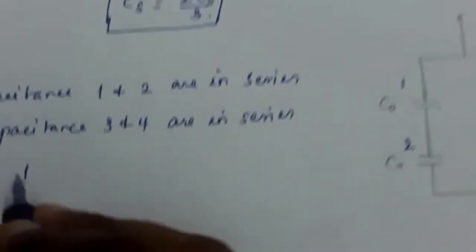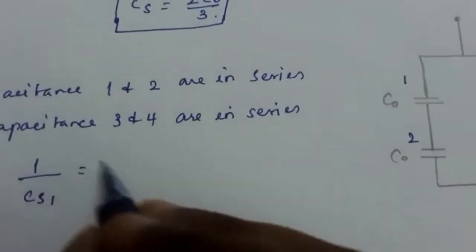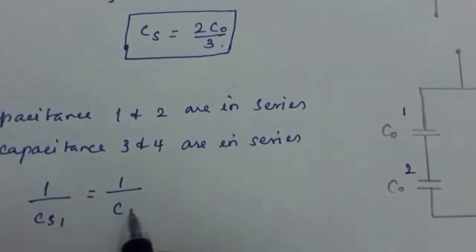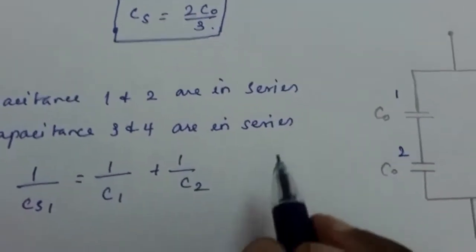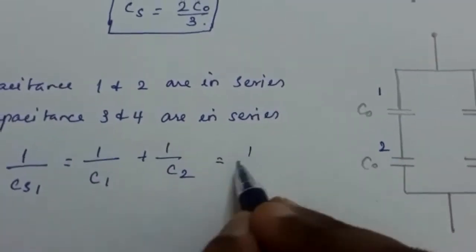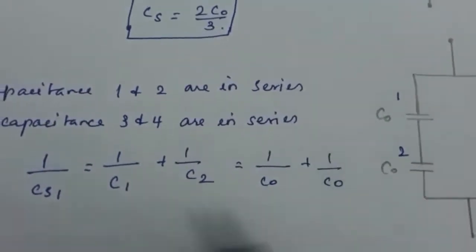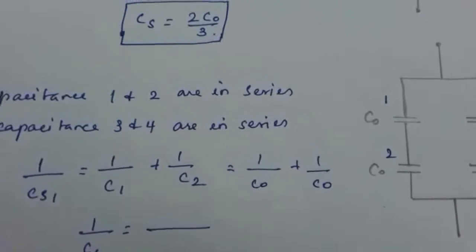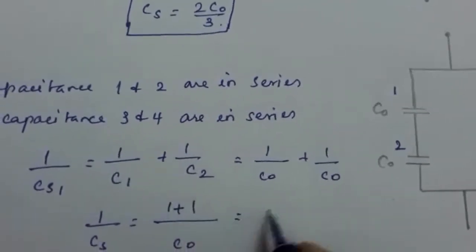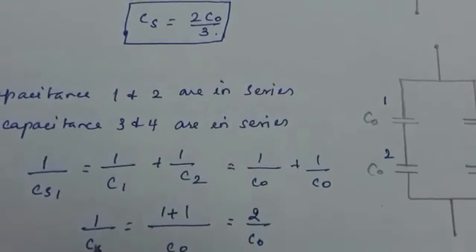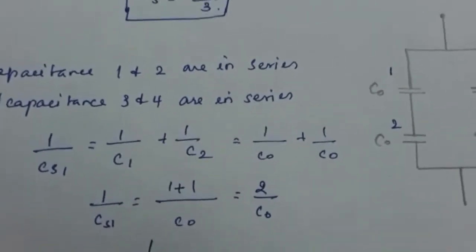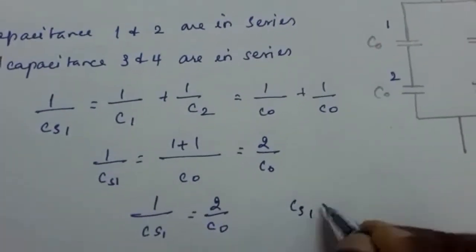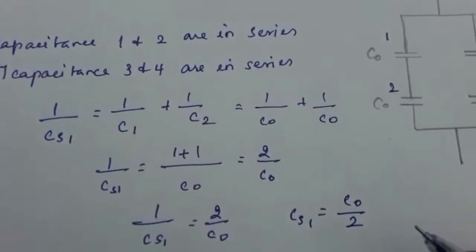So, I can find 1 by CS1 first. The equivalent capacitance of these two is 1 by CS1, that is 1 by C1 plus 1 by C2. So, what will I get? 1 by C0 plus 1 by C0. So, 1 by CS1 is equal to 1 plus 1 by C0, so it is 2 by C0. So, CS1 is equal to C0 by 2.